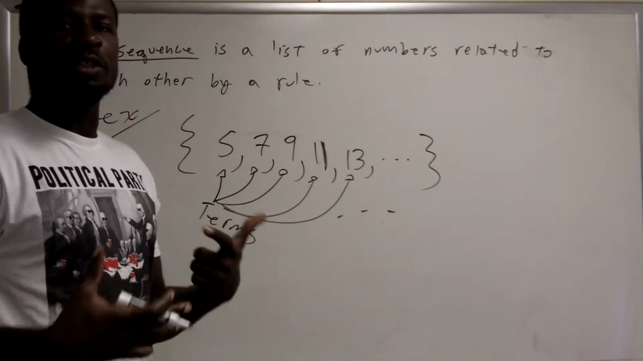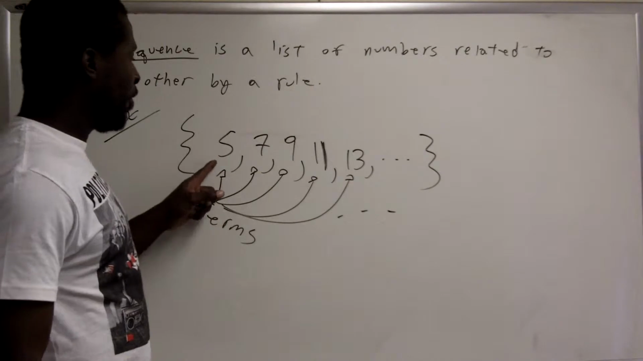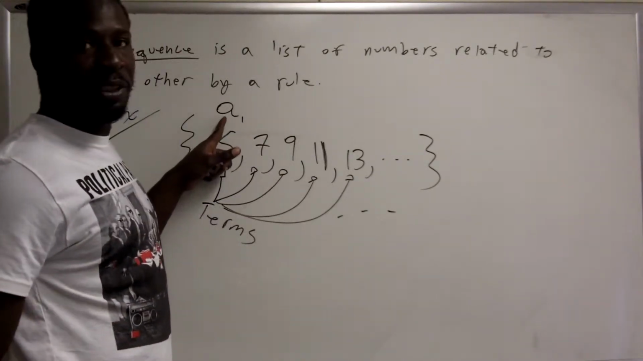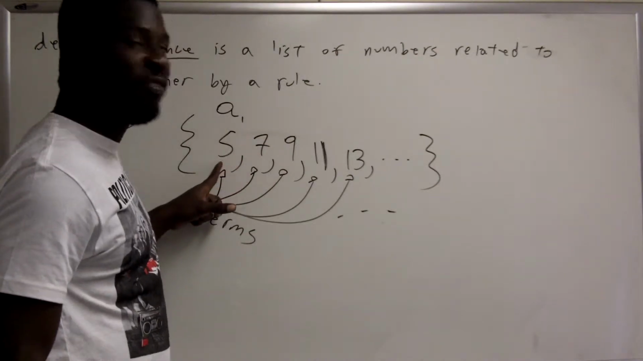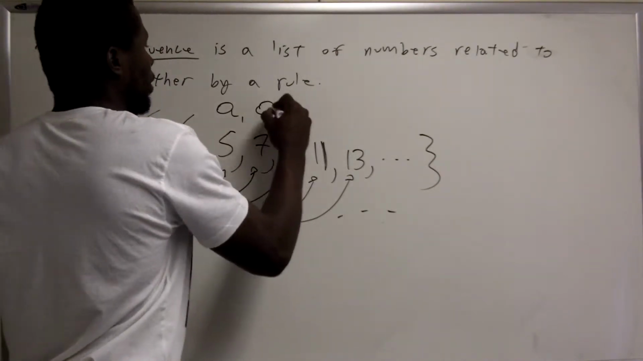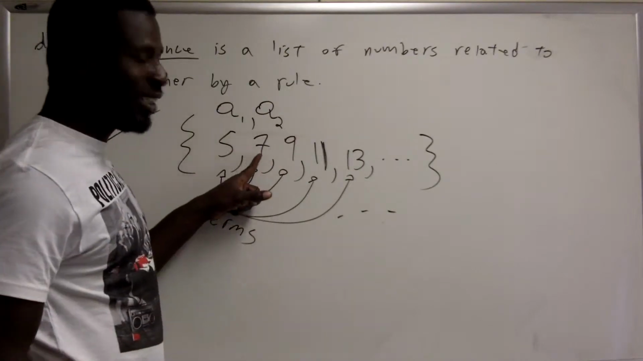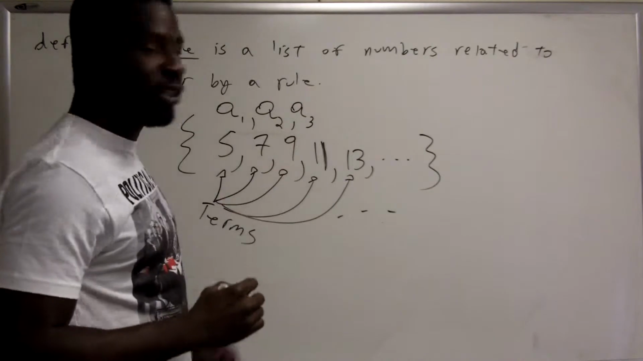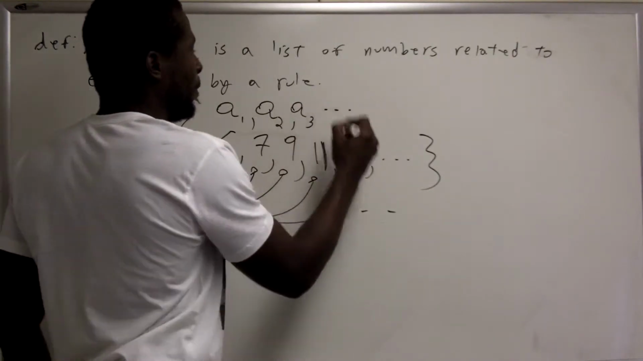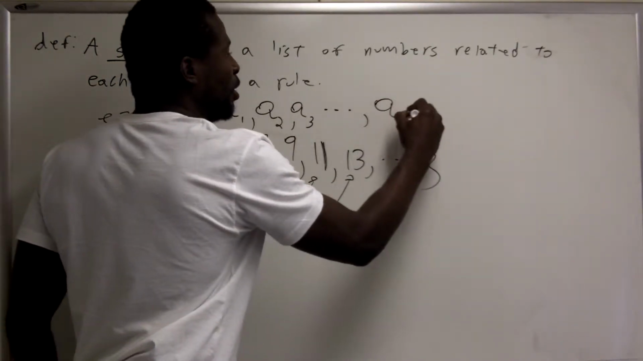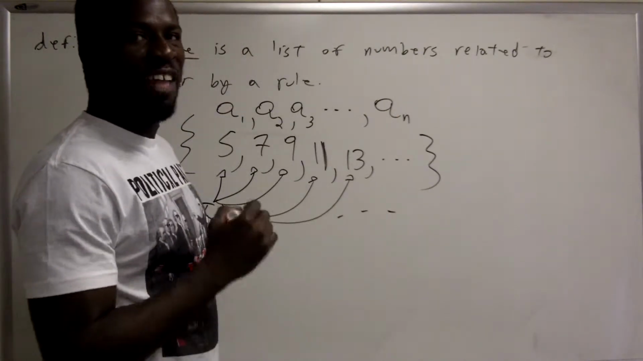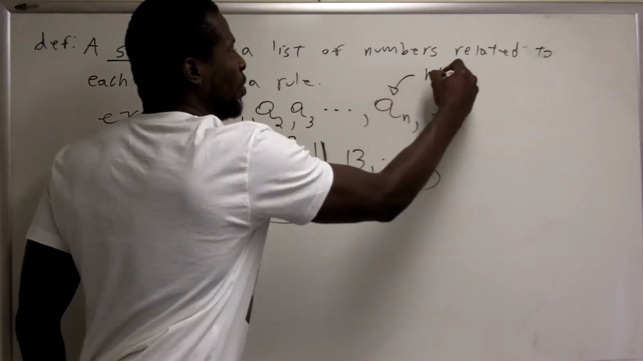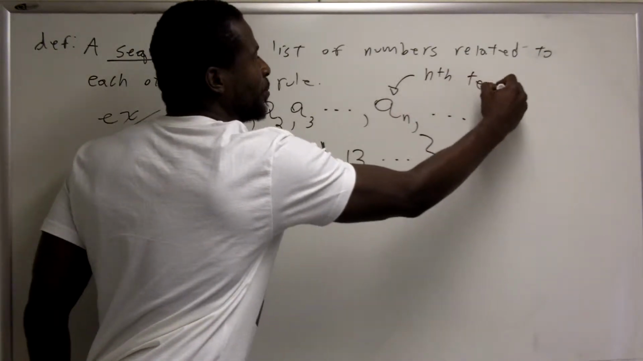And we're also going to have to look at some notation. The first term of the sequence is going to be called A1. A telling you the sequence is A, the subscript 1 telling you it's the first term in the sequence. A sub 2 is going to represent the second term of the sequence. A with a subscript of 3 represents the third term of the sequence. And A with a subscript of n represents the nth term of the sequence.